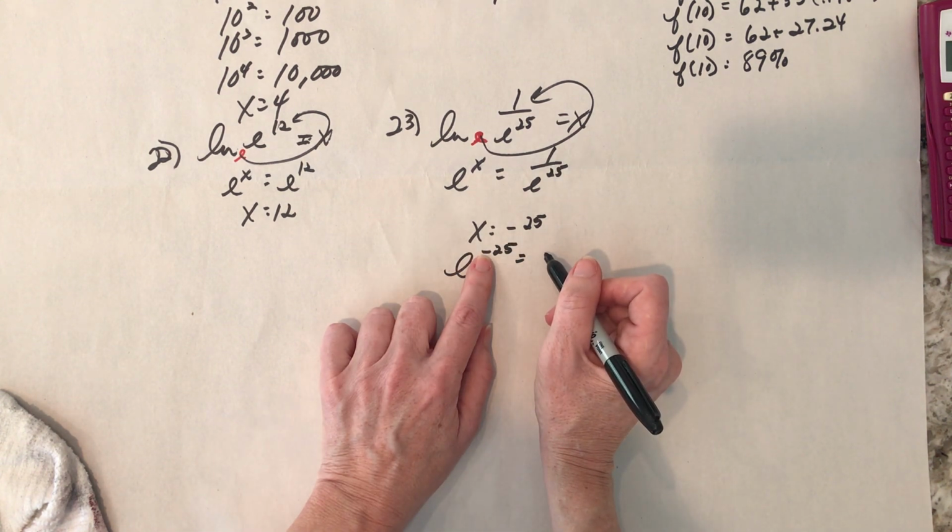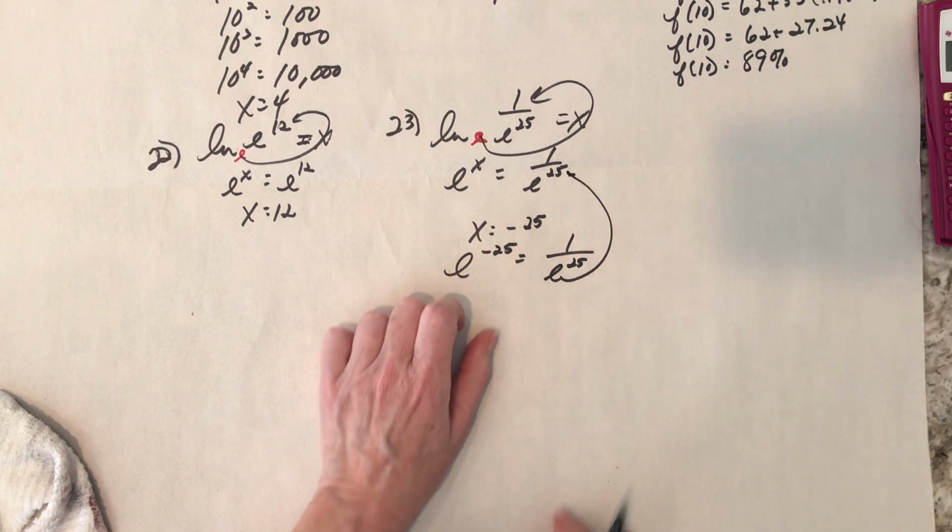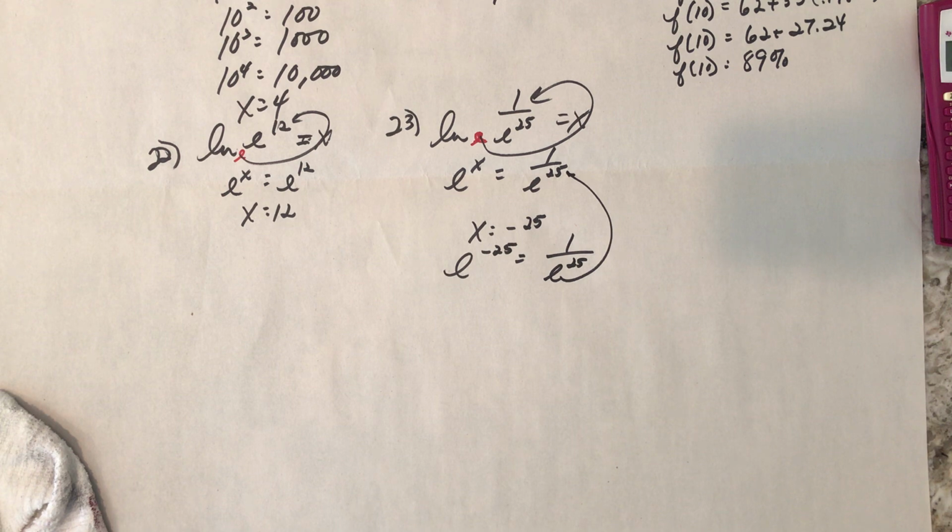That negative says move me. So we move it down there. And then we have the same thing that we wanted to get: 1 over e to the 25th power.